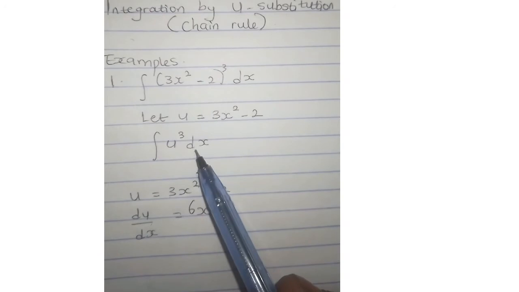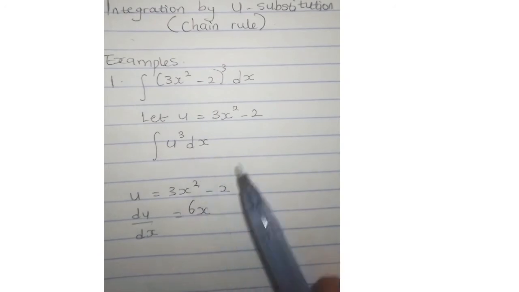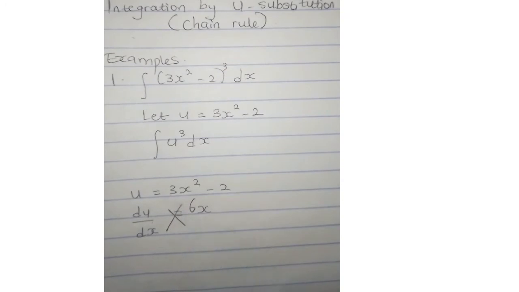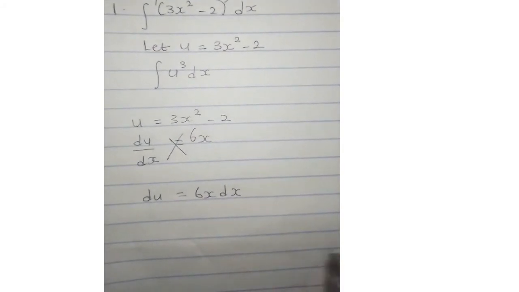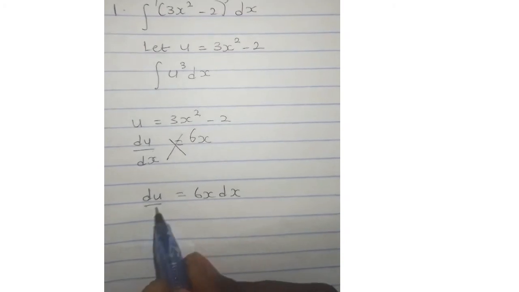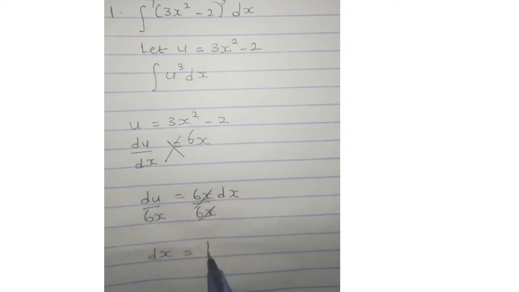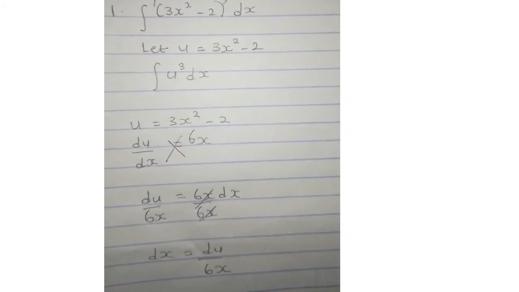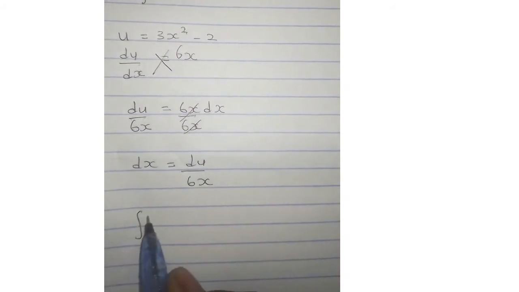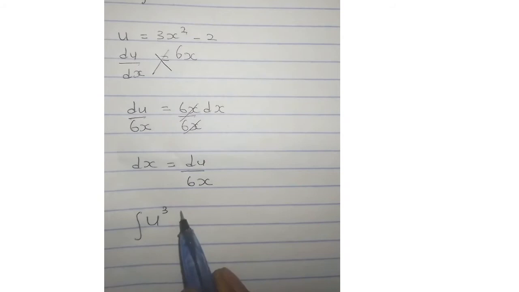So now in place of this dx, we want to make dx equal to something. What we do here, we cross multiply, and we're going to have du equals 6x dx. Now, in order for us to make dx the subject, we divide both sides by 6x. So we have dx equal to du all over 6x. Now in place of this integral, it's going to become the integral of u to the power 3. In place of the dx, we put du over 6x.